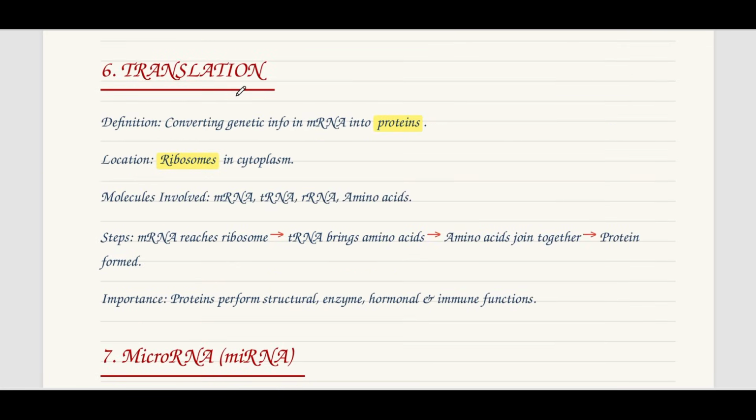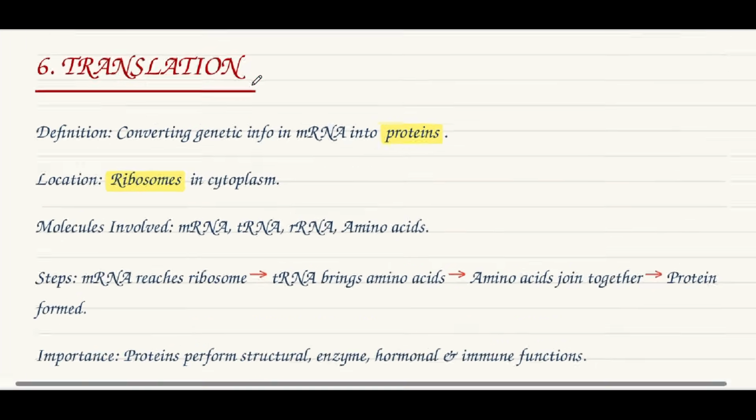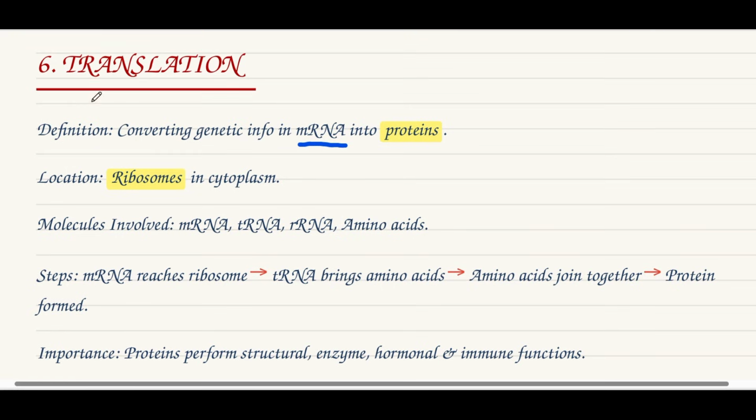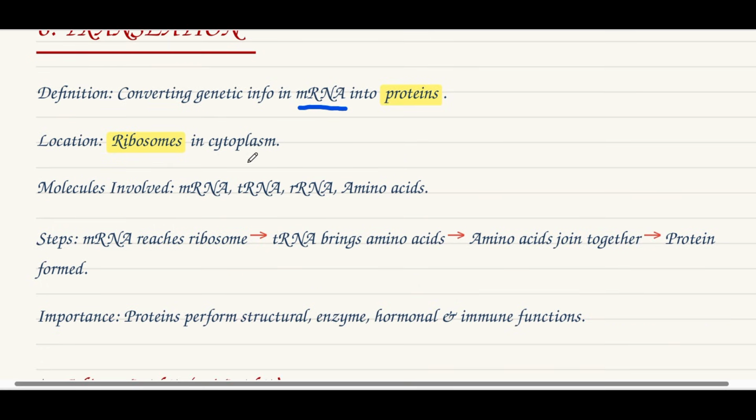Now, translation. Okay, it is a very interesting topic, guys. Just be active. The definition is converting the genetic information in mRNA into protein. We did the stages up to mRNA, right? Now we are going to learn how protein synthesis happens from mRNA. Translation takes place at the ribosomes, and the ribosome is placed in the cytoplasm.